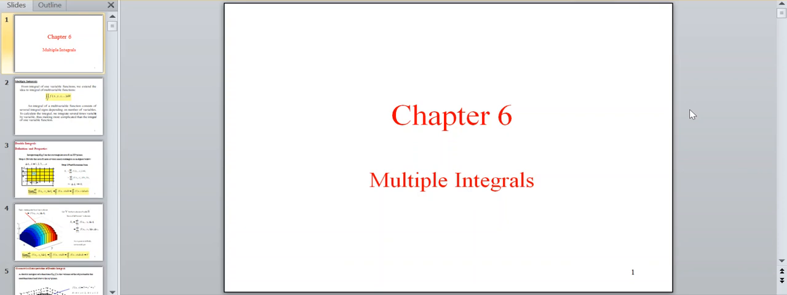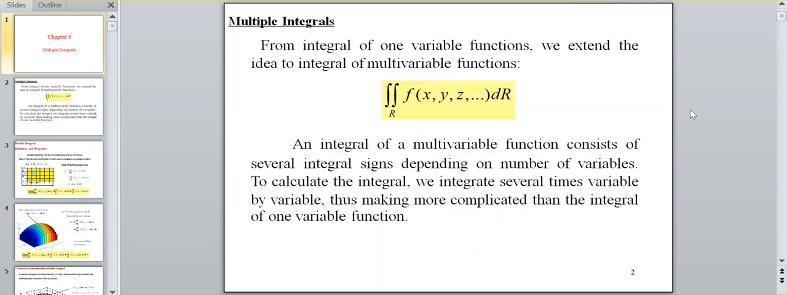I'm going to be discussing Chapter 6, multiple integrals, for you. So here you can see in particular double integrals and triple integrals. Double integrals for functions of two independent variables like f of x y, and triple integrals for functions of three independent variables.